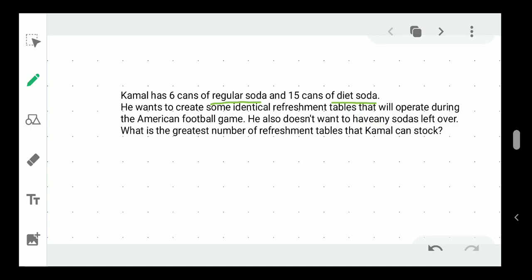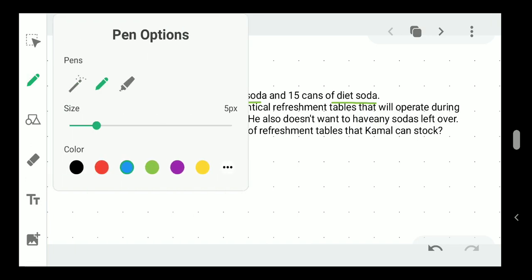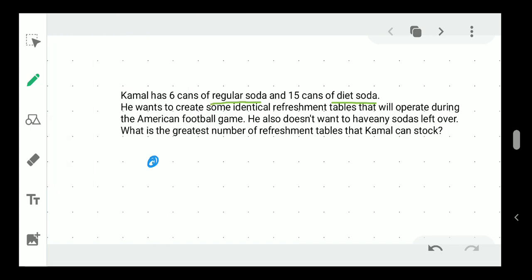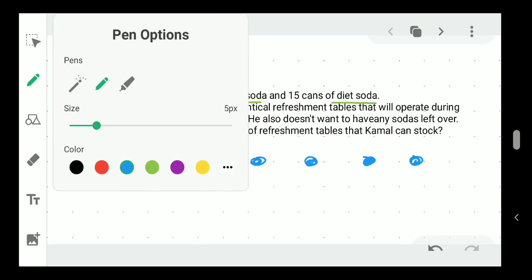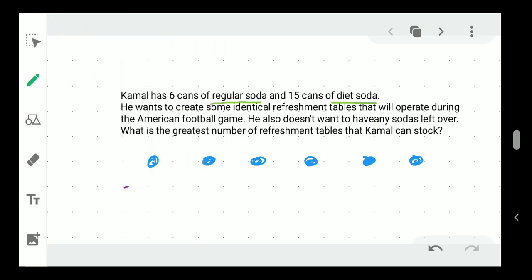We have 6 cans of regular soda. I am drawing some cans with, let's say, this blue color. So these 6 soda cans are this one, this one, this one, this one, this one and this one. And we have 15 diet sodas. For diet soda I am using violet color. So 1, 2, 3, 4, 5, 6, 7, 8, 9, 10, 11, 12, 13, 14 and 15.